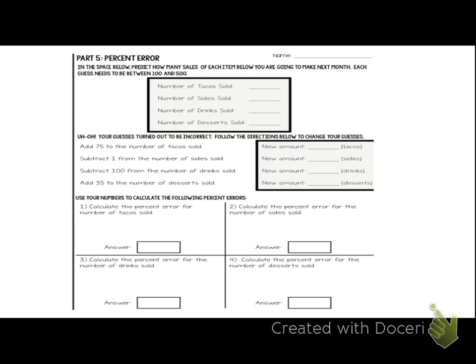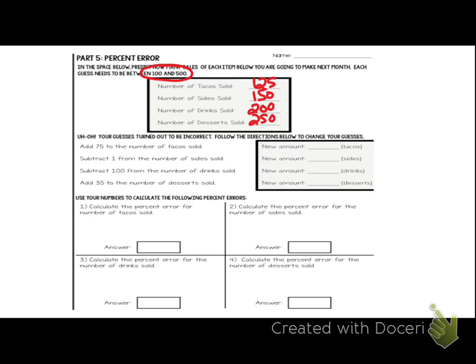It says, in the space below, predict how many sales of each item you are going to make next month. So, each guess needs to be between 100 and 500. So that's important. It needs to be between 100 and 500. So let's say that last month you predicted that there would be 125 tacos. All right. You also suggested that there was going to be 150 sides sold. There was going to be 200 soft drinks and then 250 desserts sold.